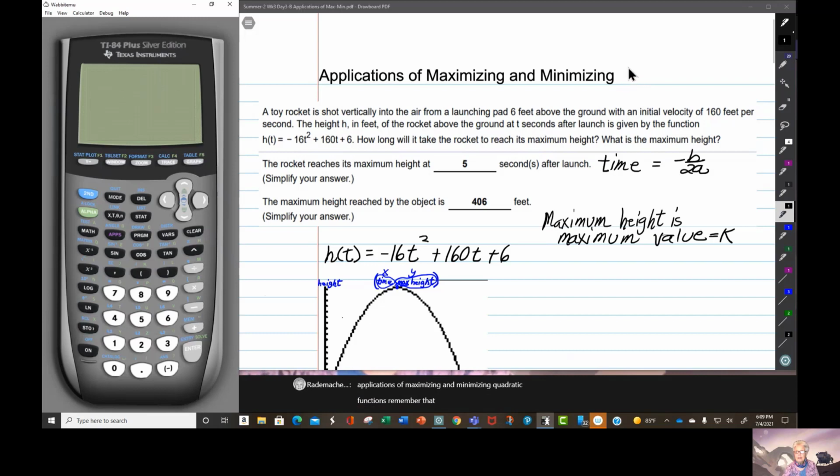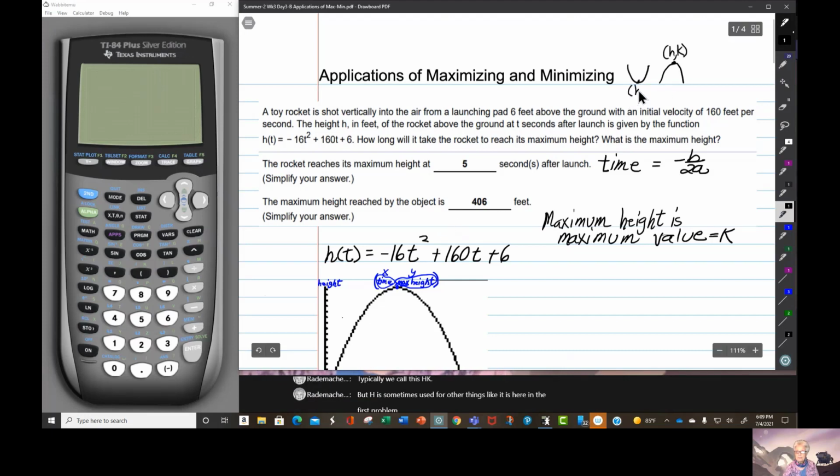Remember that we have cupped up and cupped down quadratic functions. The vertex is the turnaround point. Typically, we call this (h, k), but h is sometimes used for other things, like it is here in the first problem. So, we're going to get rid of h and k.